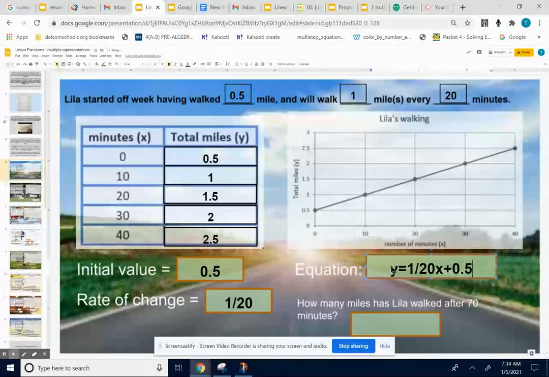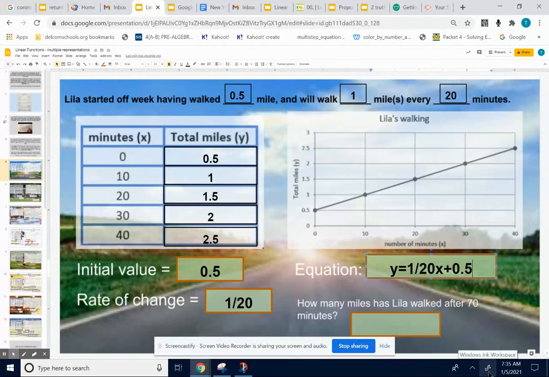How many miles has Lila walked after 70 minutes? You could use the equation. You could put 70 in for x because x is minutes, and figure out y because y is miles. So you could take 1 over 20 times 70 and then add 0.5. And that'll give you the answer.